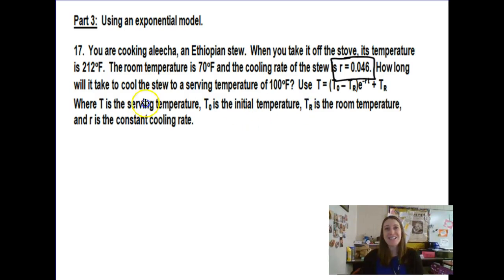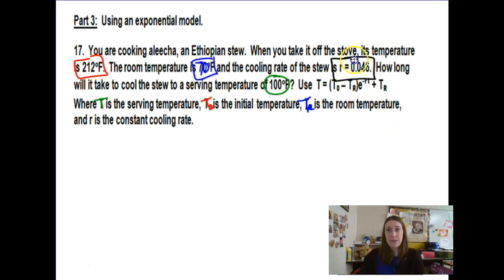All right, so T is the serving temperature, which we found earlier in the question was 100 degrees. I want that perfect serving temperature of 100. It's like when you go to Starbucks and you order your latte at like 104 degrees. Ooh. All right. The initial temperature is when it comes off the stove. So that was 212 degrees. And then the room temperature is clearly how warm the room is. So they use a subscript T sub R. And that was the 70 degrees right here.